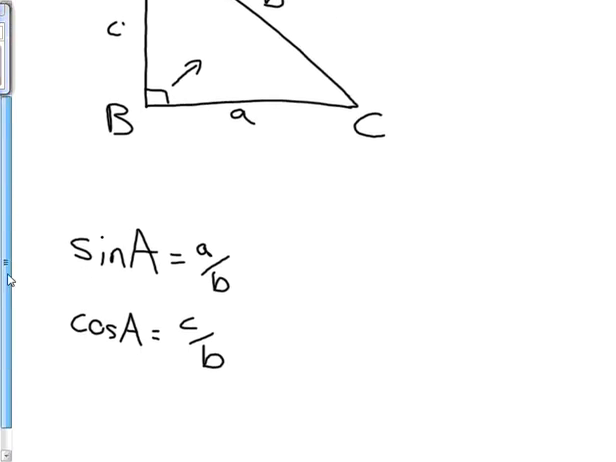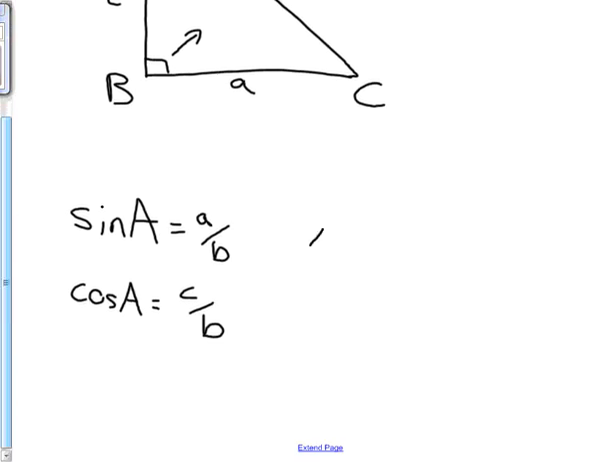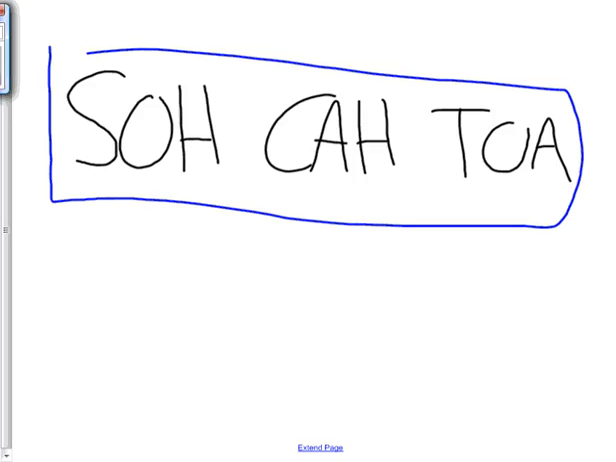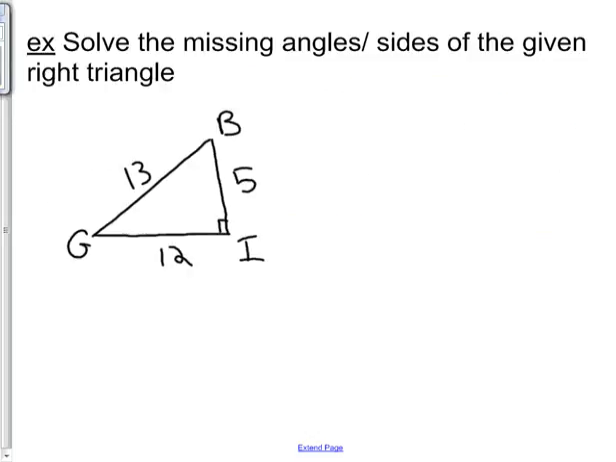And what about the tan of angle A? It's the opposite side, which is A, over C. Sine is opposite over hypotenuse, cos is adjacent over hypotenuse, and tan is opposite over adjacent. Do you remember that? If you can remember that, you're golden, because you can easily do something like this.